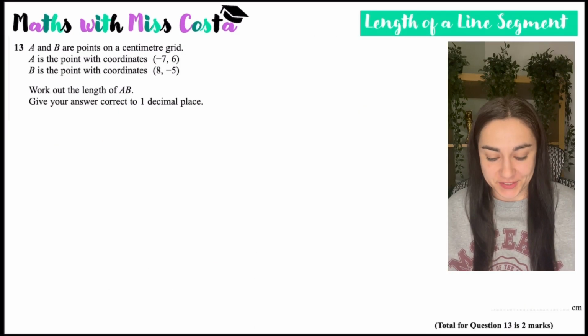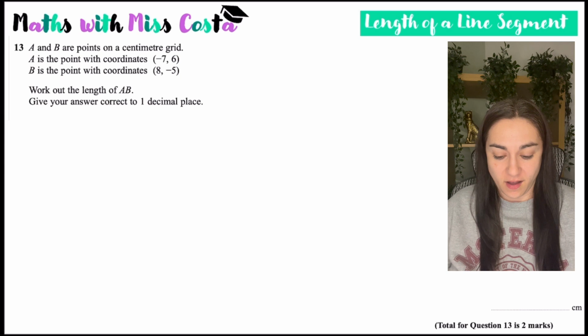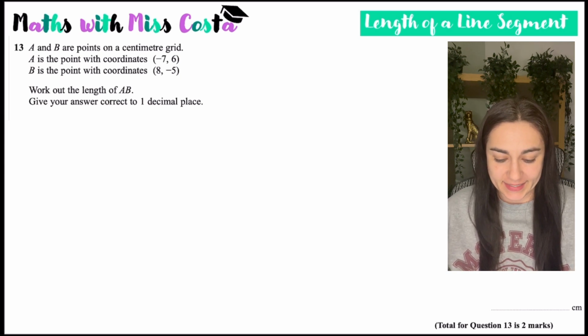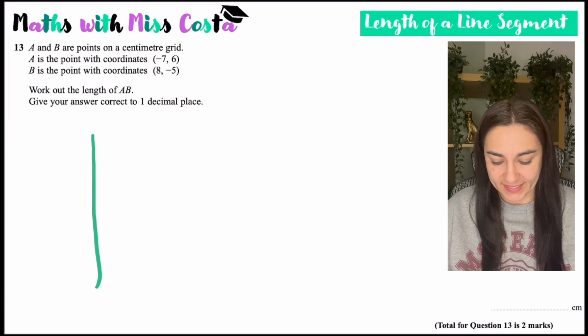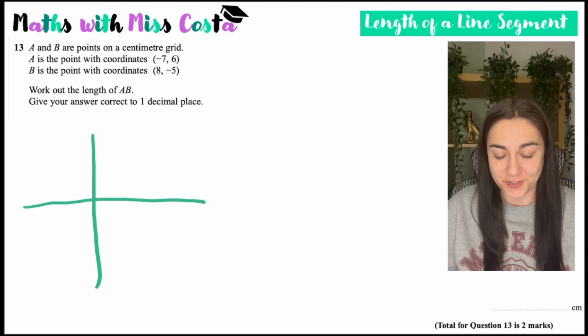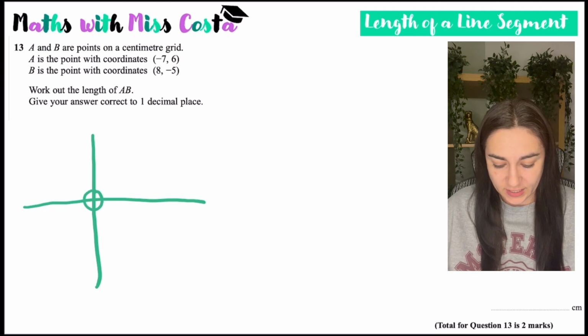Okay, so in this question, I am being told that A and B are points on a centimetre grid. A is the point with coordinates -7, 6, and B is the point with coordinates 8, -5. So you can just draw a quick sketch of what this must look like. You know that negative x is going to be in this quadrant.